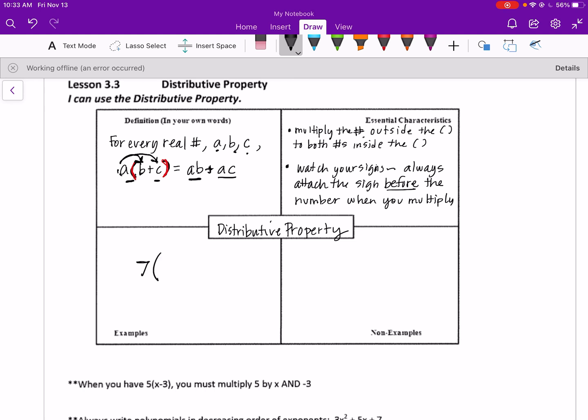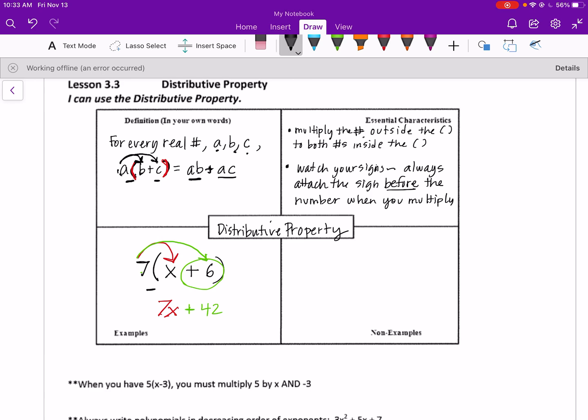So let's do an example. 7 parentheses x plus 6. I told you parentheses are going to be important. That's how you know it's distributive property. You're going to see those parentheses, and you're going to see a number smushed on the outside. So let me pick up my red pen. I'm going to go 7 times x. And 7 times x is 7x. Now I'm going to pick up my green pen, and I'm going to go 7 times, and of course I include that plus sign. So 7 times a positive 6. So that is a positive 42. And that's your answer, 7x plus 42. It's just an expression at this point.